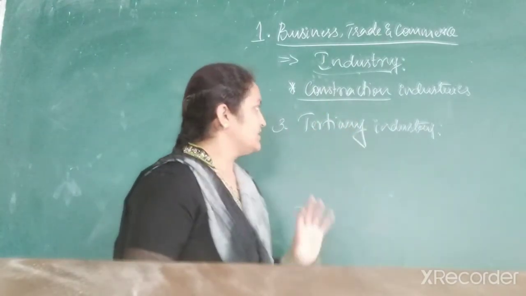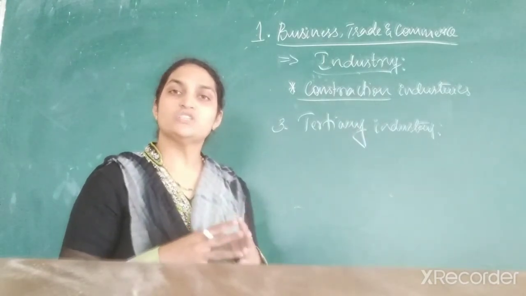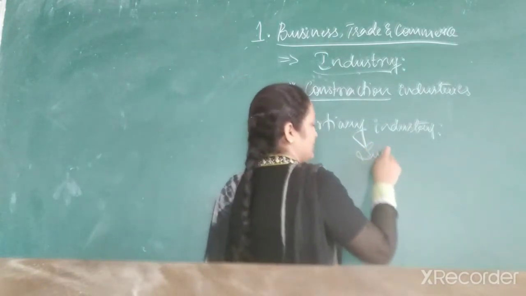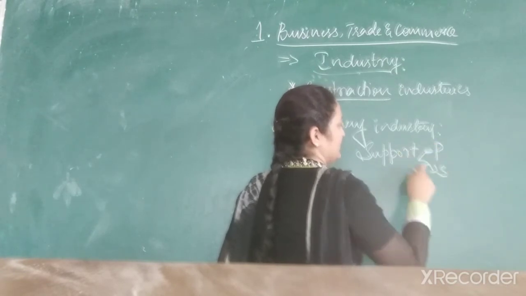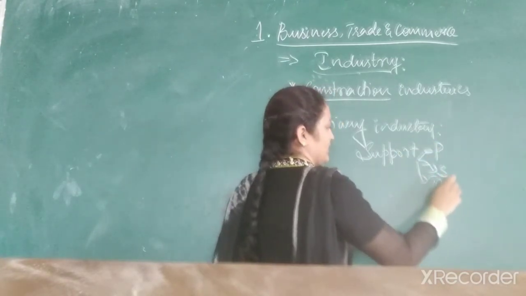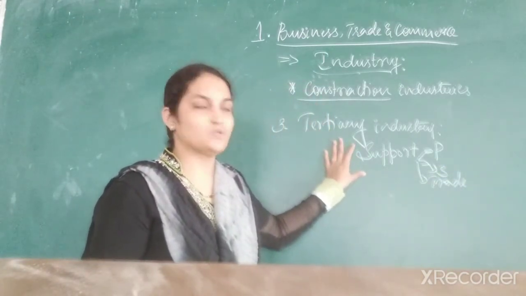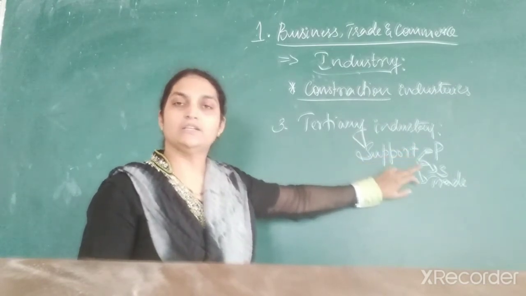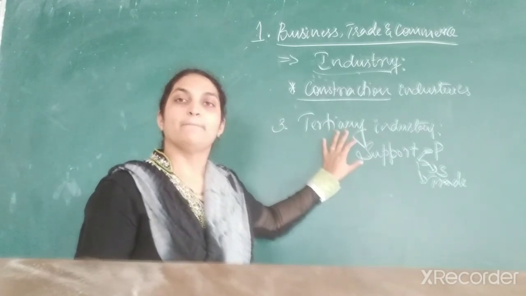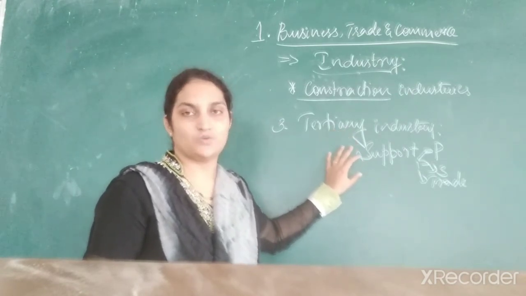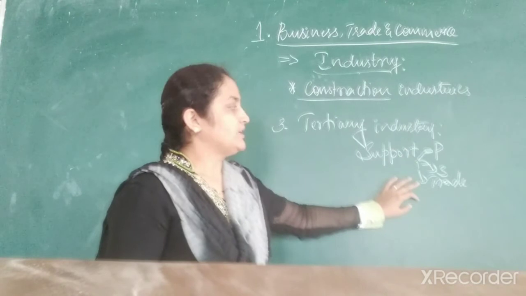The next one is tertiary industries. Tertiary industries are those industries which provide supporting activities, which support the primary as well as the secondary industries and trade. These industries provide supportive services to the primary industries, secondary industries as well as trade. So this particular industry is considered a part of commerce, auxiliaries to trade.